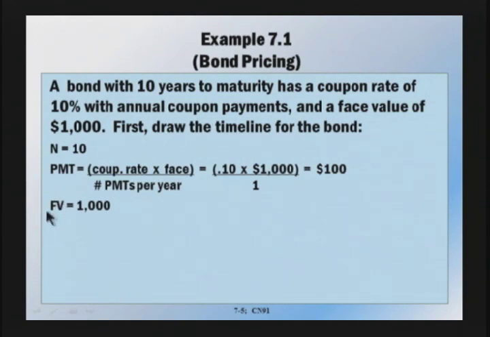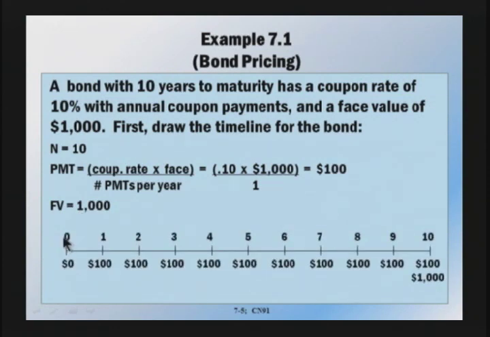The lump sum future value is the $1,000 par value that will be paid at maturity. So the bond's timeline looks like this. The bond pays you nothing today. This is when you buy the bond. 1 year from now it pays you $100. 2 years from now it pays you another $100, and so on, all the way through until 10 years from now. At the bond's maturity, it pays you the final $100 coupon payment, and the $1,000 par value. Those occur at the same time upon the bond's maturity 10 years from now.